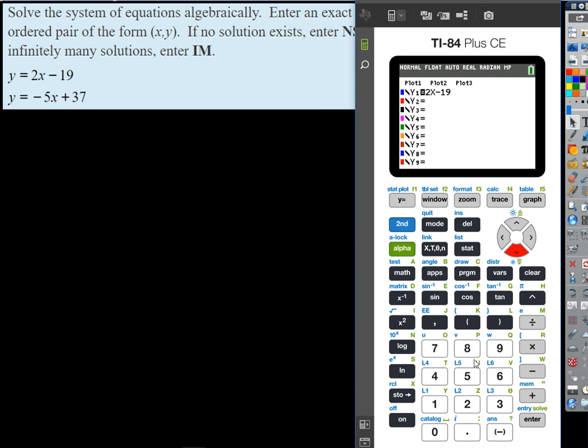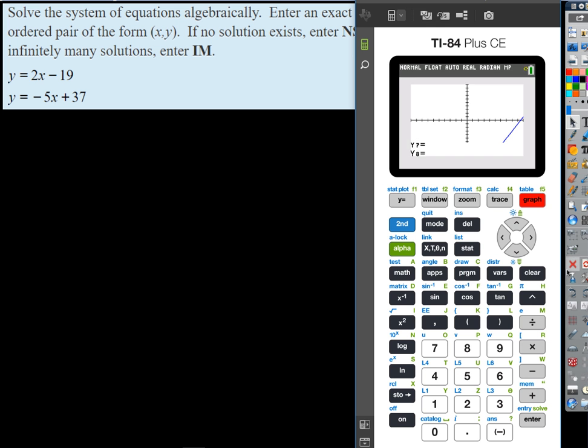Now another really common mistake here is to push the minus sign to treat it as a negative. That won't work. It's going to cause an error if you do that. The negative sign is down here under the 3, in parentheses. So we'll go negative 5. And notice how it looks a little different. The negative sign is smaller and it's raised a little bit above the halfway point. So negative 5x plus 37.